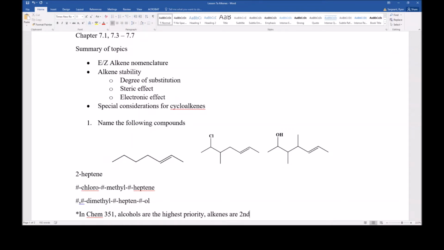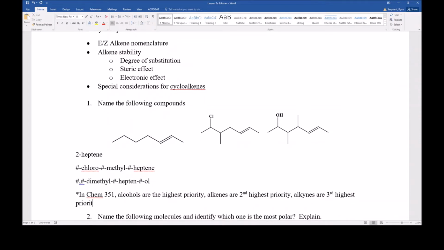Alkenes are second highest priority. Alkynes, which we'll get to later on in the semester, are third highest priority, and alkyl groups slash halides are the lowest priority. And this is essentially all of the priority rules of nomenclature that you're ever going to need to worry about in all of the semesters that you attempt to take Chem 351.